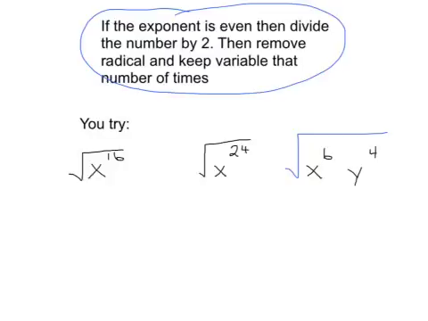Got it? Yay! Okay, so let's try. So x to the 16th, it's even, it's under a radical. I divide 16 by 2, I get 8, so my answer would be x to the 8th. X to the 24th. It's even, it's under a radical, so I take 24, I divide it by 2, answer x to the 12th. Radicals cleared. All right, now I throw in another variable, not going to be scared. X to the 6th, y to the 4th. Divide 6 by 2, get 3, x cubed. Y to the 4th, divide 4 by 2, I get y squared. And there's my answer.